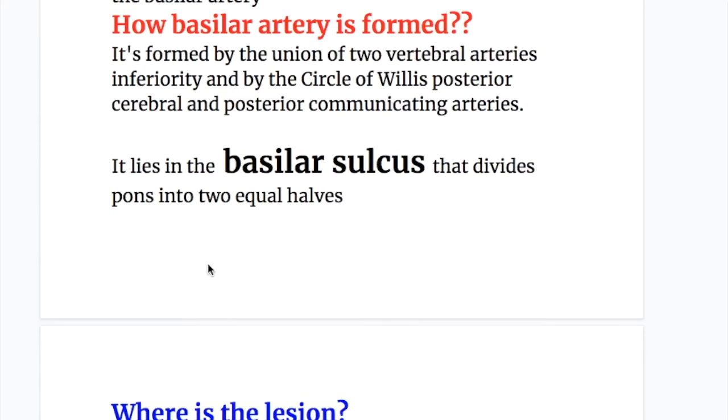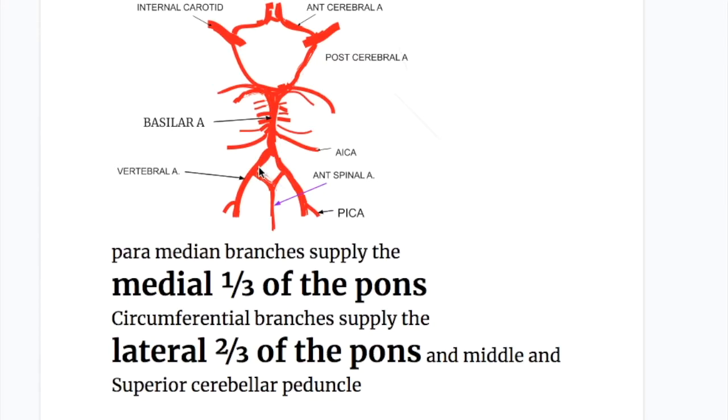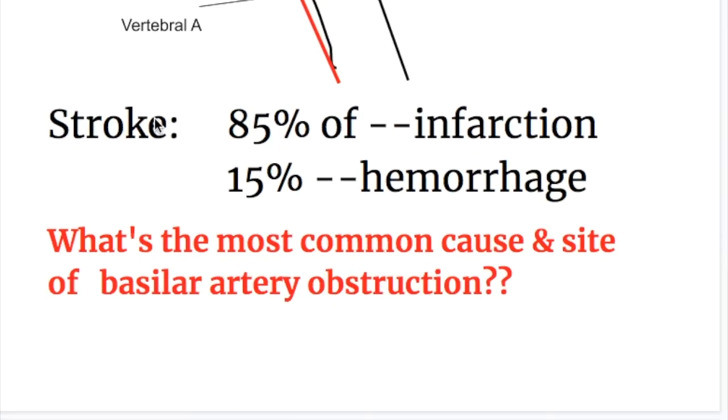How is the basilar artery formed? It is formed by the union of the two vertebral arteries, and on the other end it's connected to the circle of Willis and to the posterior communicating arteries. So the most common cause of the strokes are infarction in 85% cases and hemorrhage in 15% of the cases. The syndrome may also be caused by trauma, tumor, or demyelination.